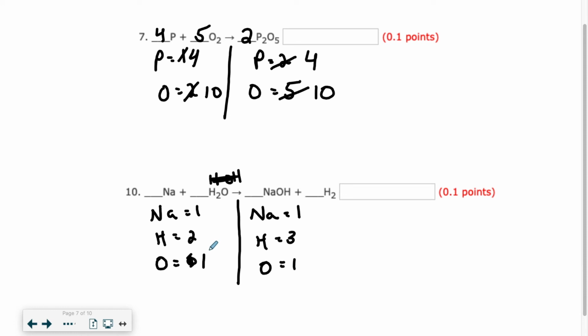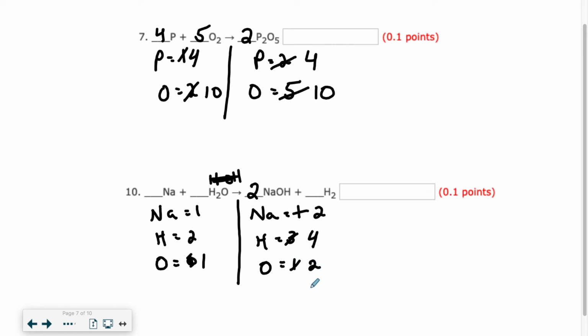All right, so I need to balance the hydrogens. On this side, it is an odd number. The only way that I could balance that out is to start by putting a 2 here. That changes the sodiums to a 2. Changes my hydrogens. They are now 2 times 1 plus the 2 from over there. So it's now 4, not 6. Also changes my oxygens to a 2.